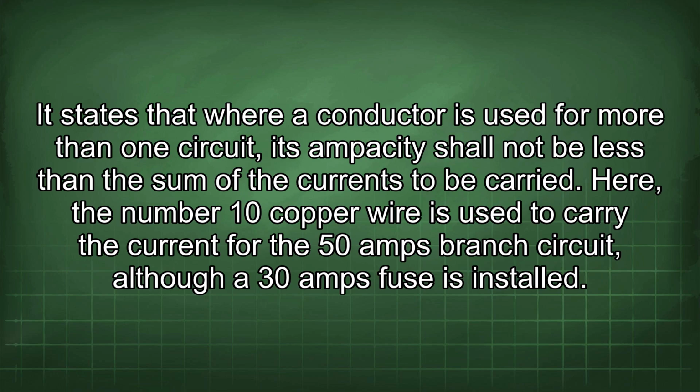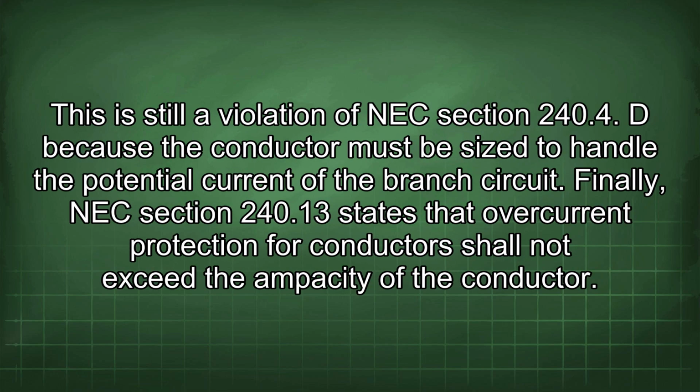Here, the number 10 copper wire is used to carry the current for the 50 amps branch circuit, although a 30 amps fuse is installed. This is still a violation of NEC section 240.4 D because the conductor must be sized to handle the potential current of the branch circuit. Finally, NEC section 240.13 states that overcurrent protection for conductors shall not exceed the ampacity of the conductor.